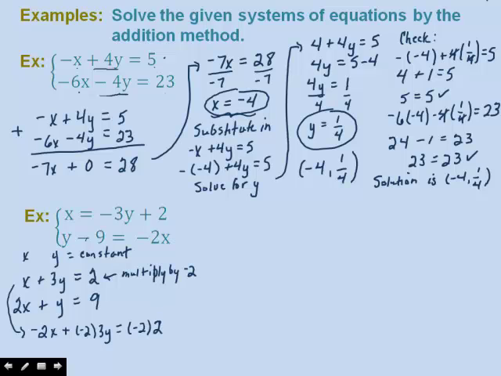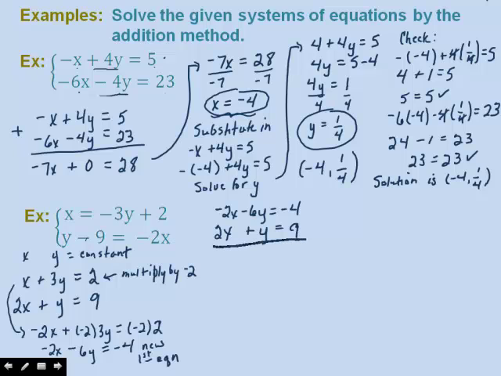So now that will give us an equation, negative 2x minus 6y is equal to negative 4. So that's our new first equation. Now let's rewrite our system. So now we have negative 2x minus 6y is equal to negative 4. And our second equation was 2x plus y is equal to 9.